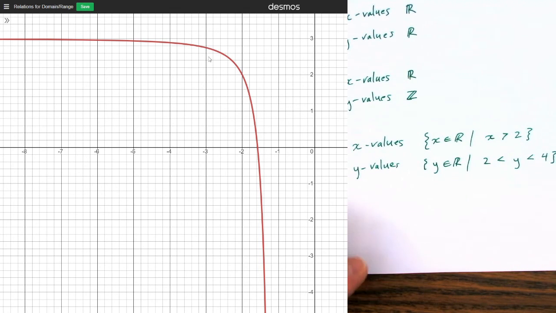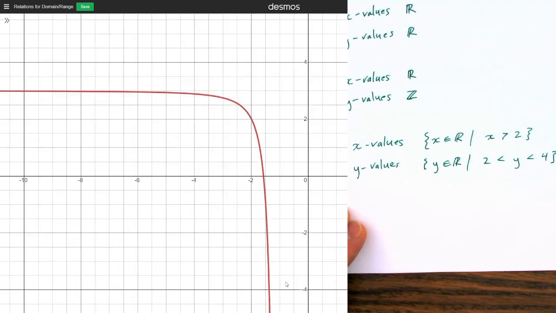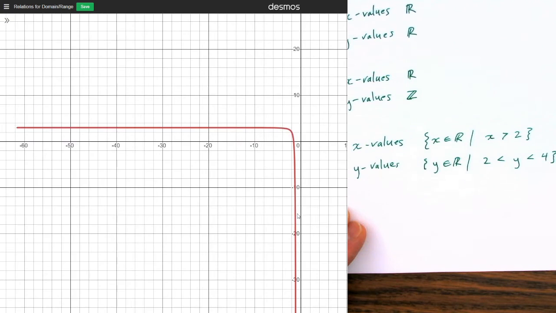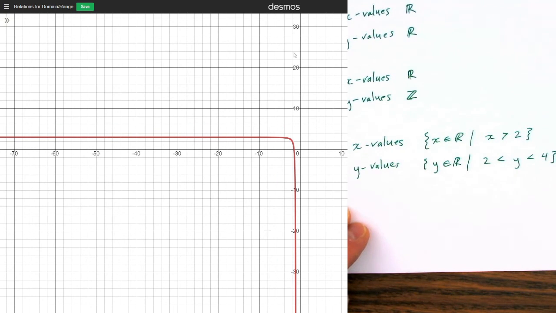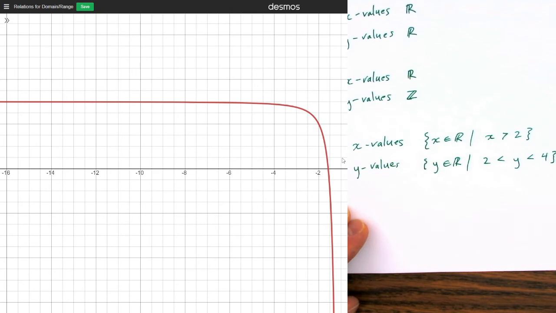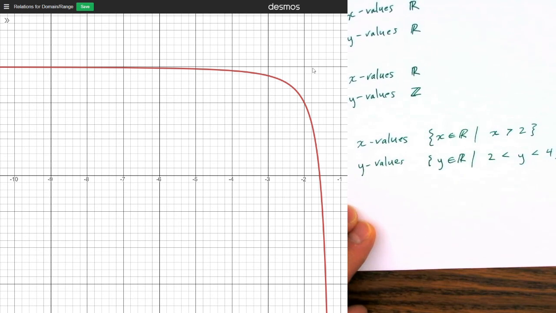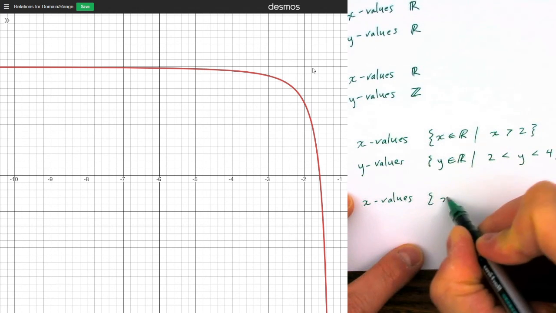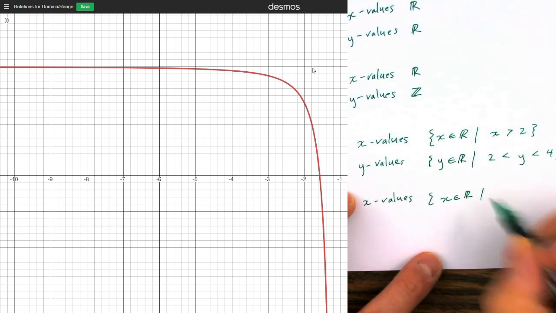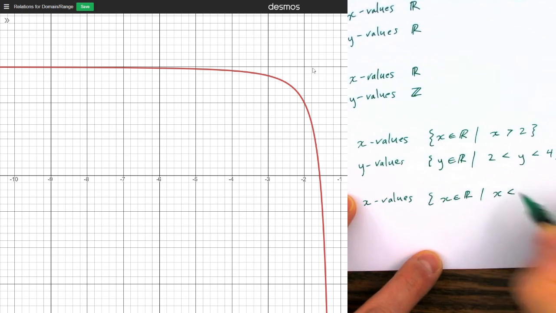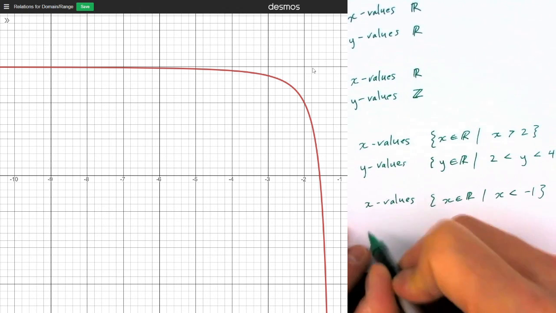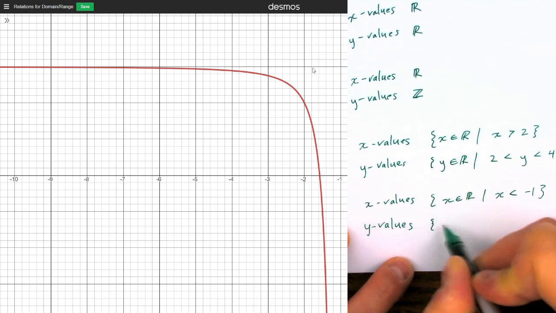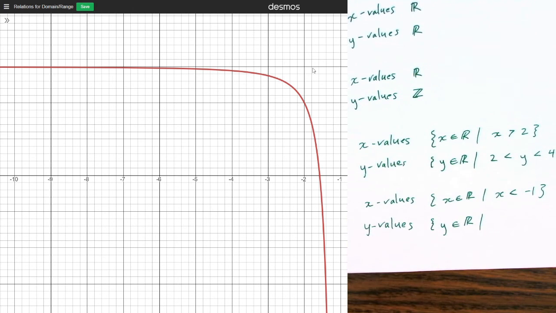So in this situation, we actually have two asymptotes, one of them being horizontal over here, and one of them vertical located right here. And if we zoom out, we can see that a little bit more clearly. It's at a value of x equal to -1, and a y value of 3 in this case. So the x values are real numbers that are less than -1. So we can say x is less than -1. And the y values are real numbers that are less than 3.